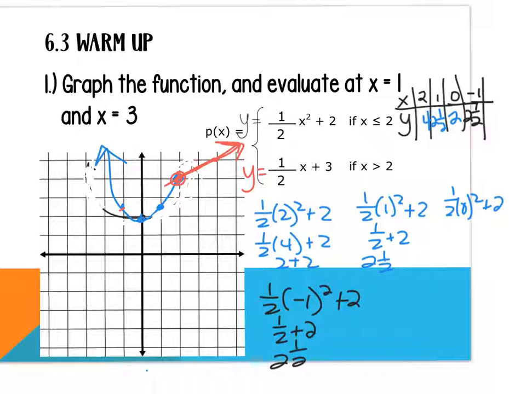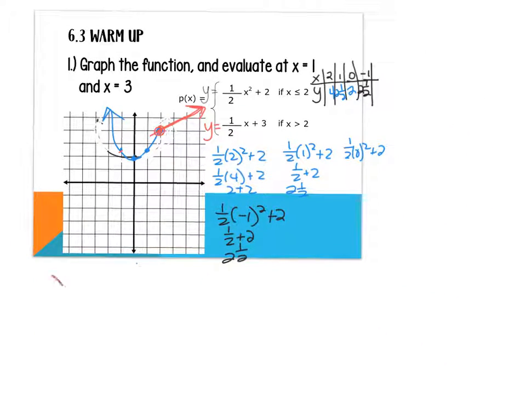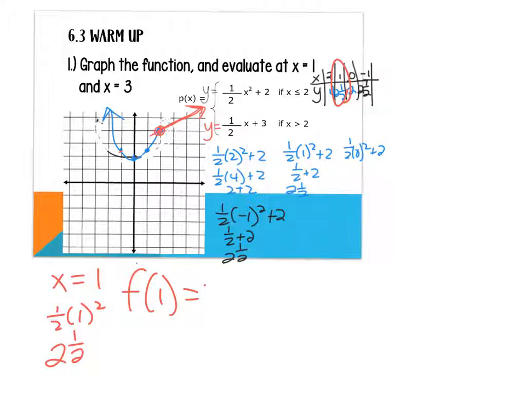All right, then this says evaluate at x equals 1 and x equals 3. So if x equals 1, which function am I picking, the top one or the bottom one? Top. So this would be 1/2 times 1 squared. Oh, I already did it, which is 2.5. So f of 1 would equal 2.5.